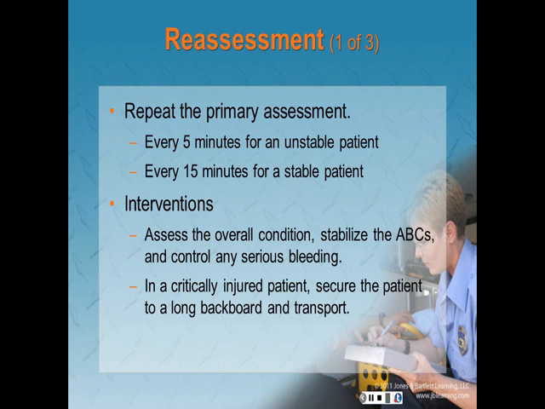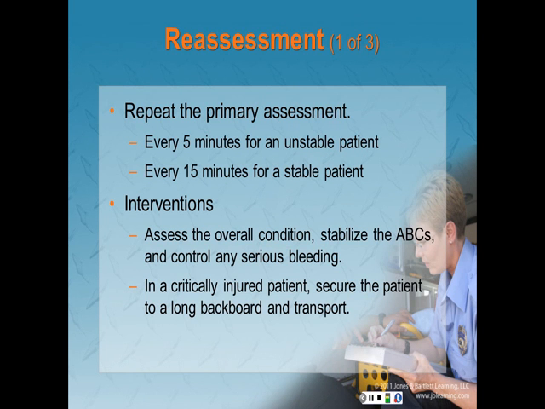Reassess. Repeat the primary assessment to ensure your interventions are working as they should. A reassessment should be performed every 5 minutes for an unstable patient and every 15 for a stable patient. Because trauma patients often have multiple injuries, you must assess their overall condition, stabilize their ABCs, and control any serious bleeding. In a critically injured patient, you should secure the patient to a long backboard to stabilize the spine, pelvis, and extremities, and provide prompt transport to a trauma center. In this situation, performance of a secondary assessment is a waste of valuable time.